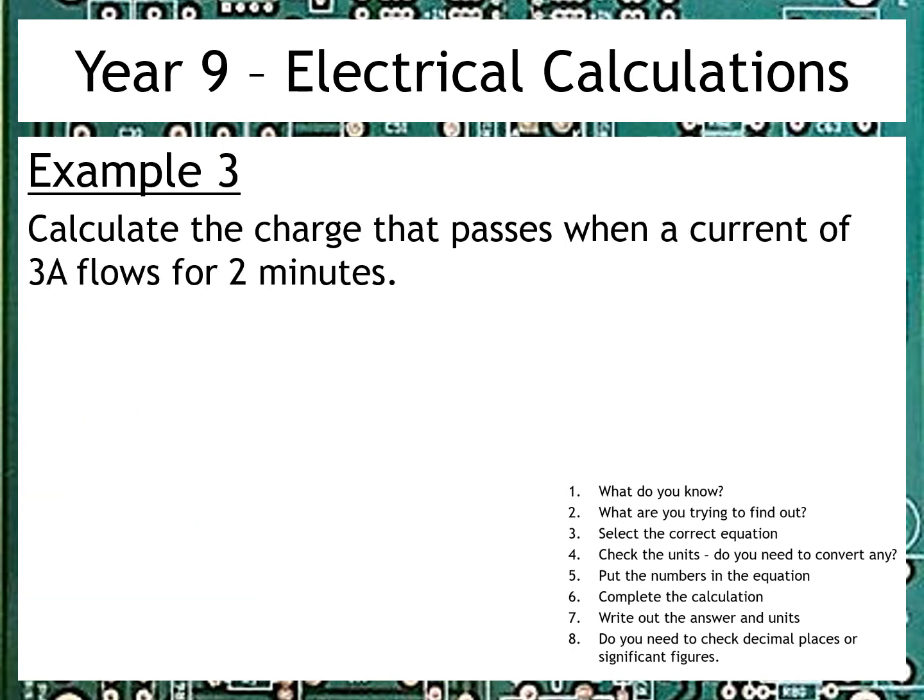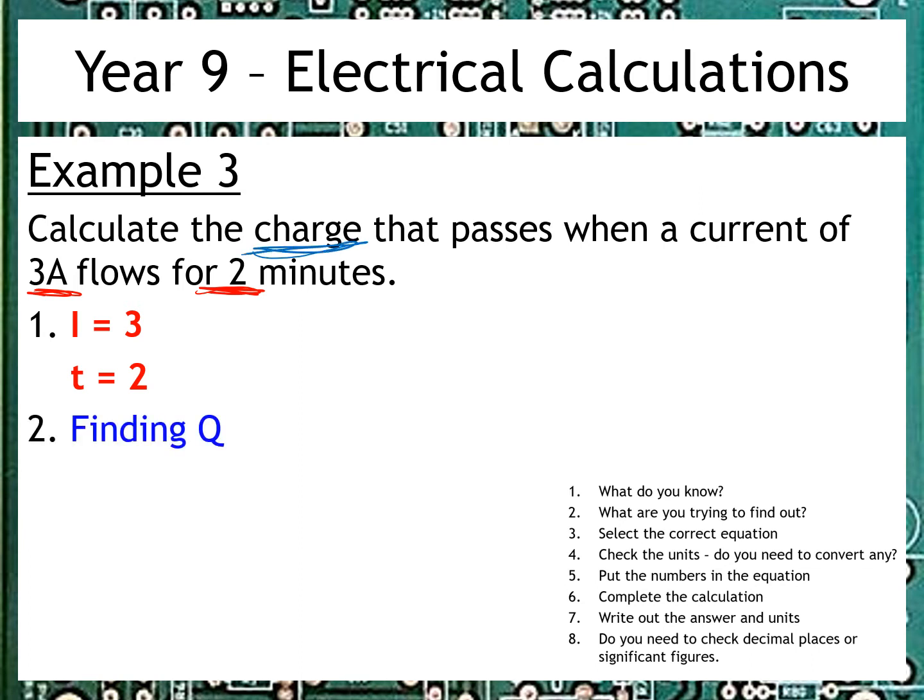Here's our third example where we want to calculate the charge that passes when a current of 3 amps flows for 2 minutes. So what do we know? Well, we know that there's a current of 3 amps and we know it flows for 2 minutes. So we know that I is equal to 3 and we know that T is equal to 2 minutes. What are we trying to find out? Well, we've been asked to calculate the charge Q.